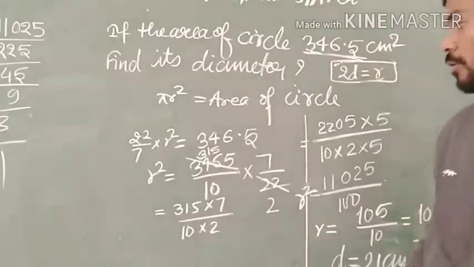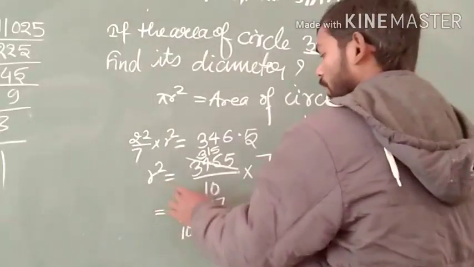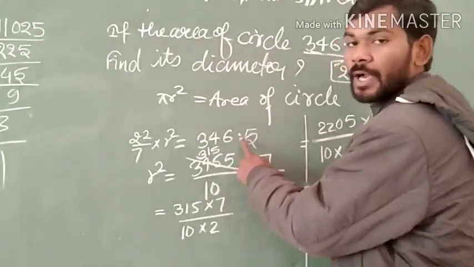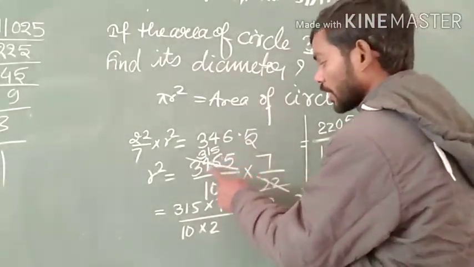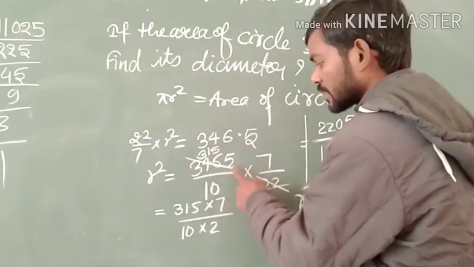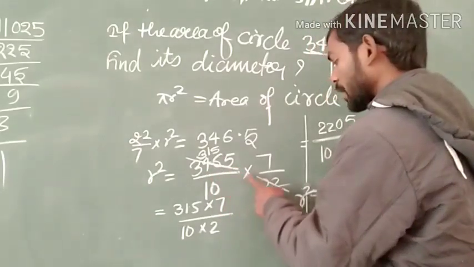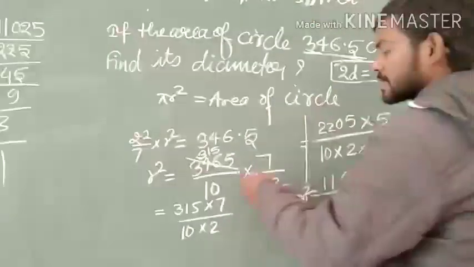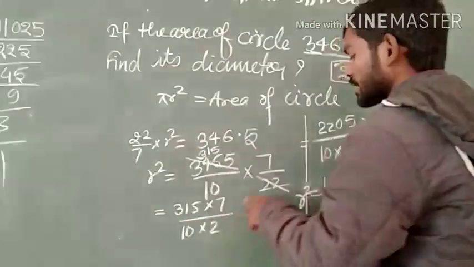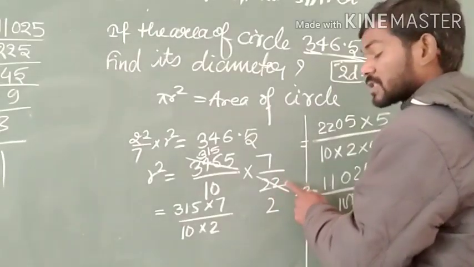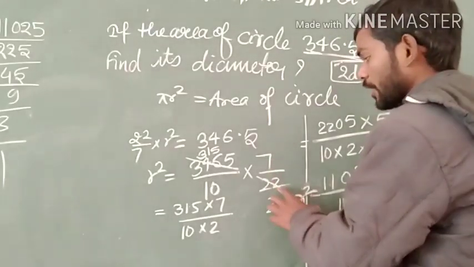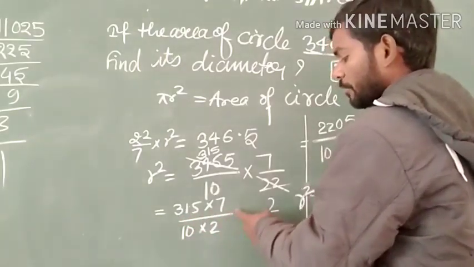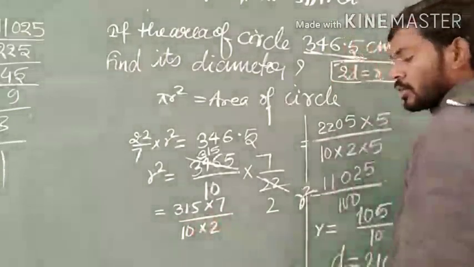Okay, now r square will be equal to, here I just remove this decimal by multiplying and dividing by 10. So here we get 3465 upon 10 multiplied by, when 22 upon 7 is transposed to the right hand side, it becomes its opposite, that is its reciprocal, and it becomes 7 upon 22. And now here we just solve a little. We get 315 multiplied by 7 or 10 into 2.